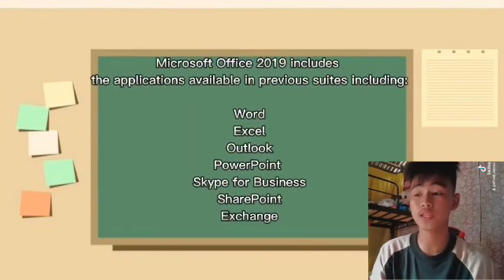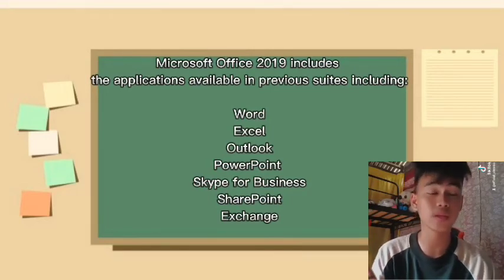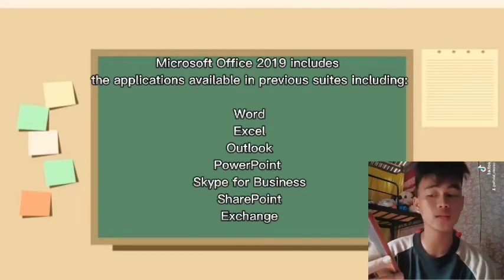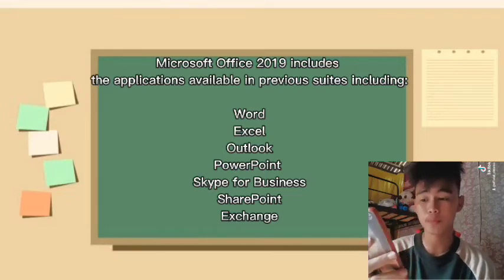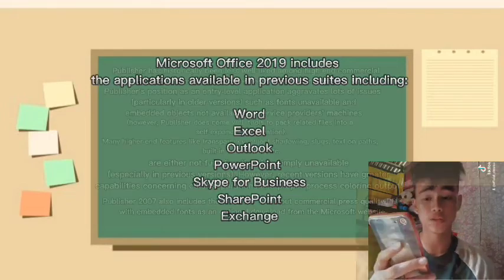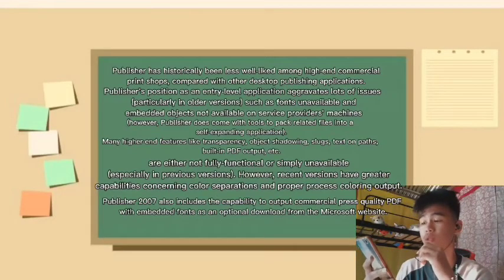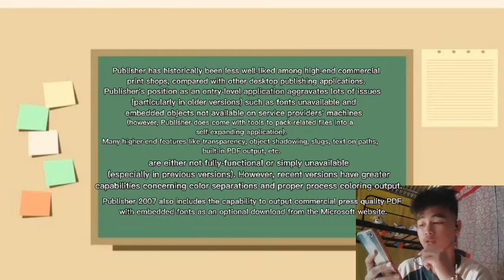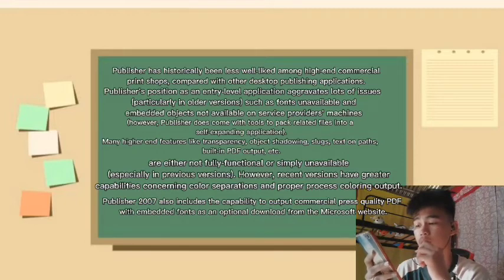Microsoft Office 2016 and Microsoft Office 2019 comparison. Microsoft 2019 includes the applications available in previous suites, including Word, Excel, Outlook, PowerPoint, Skype for Business, SharePoint, and Exchange. Publisher has historically been less well-liked among high-end commercial print shops compared with other desktop publishing applications. Publisher's position as an entry-level application aggravates lots of issues, particularly in early versions, such as fonts unavailable and embedded objects not available on the service provider's machine.